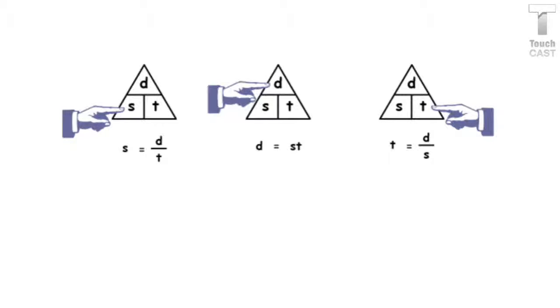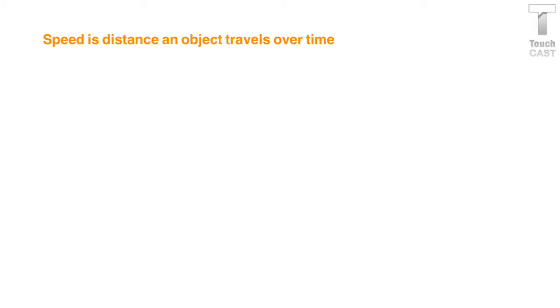So over the course of the next few days or so, we're going to be doing some practice problems. So you might want to write this down in your notebook to kind of help you out on how to solve those problems. So far we know that speed is the distance that an object travels over time.